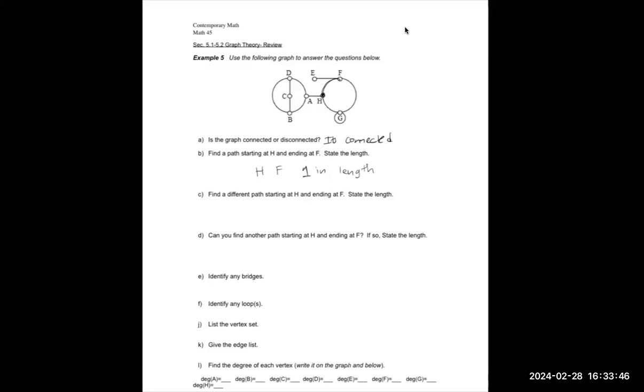The number 1 in length. It says find a different path starting at H and ending at F. So I could have gone from H to G to F, right? But you're thinking, why would anybody do that? And then that would be of length 2, because I went from here to here, that was 1, and I went from here to here, that was 2. So that's length 2.